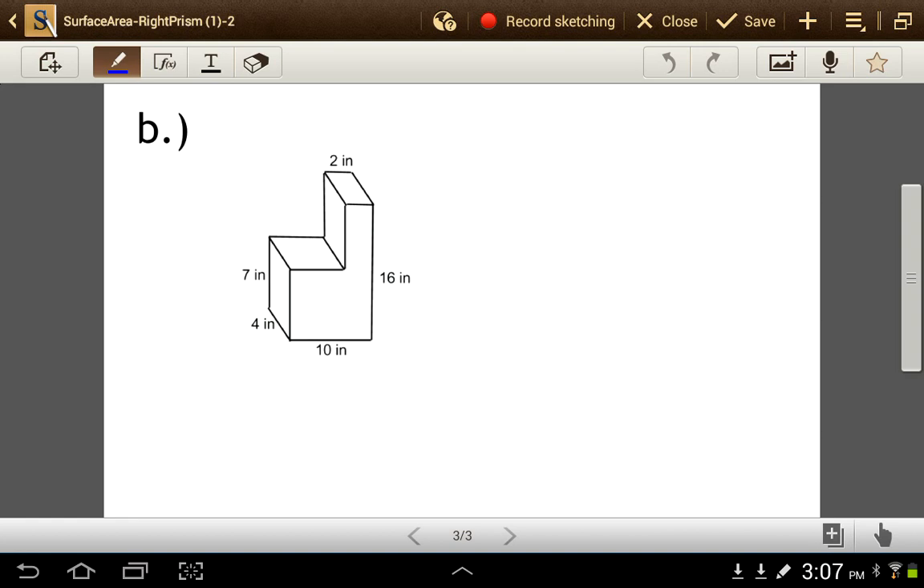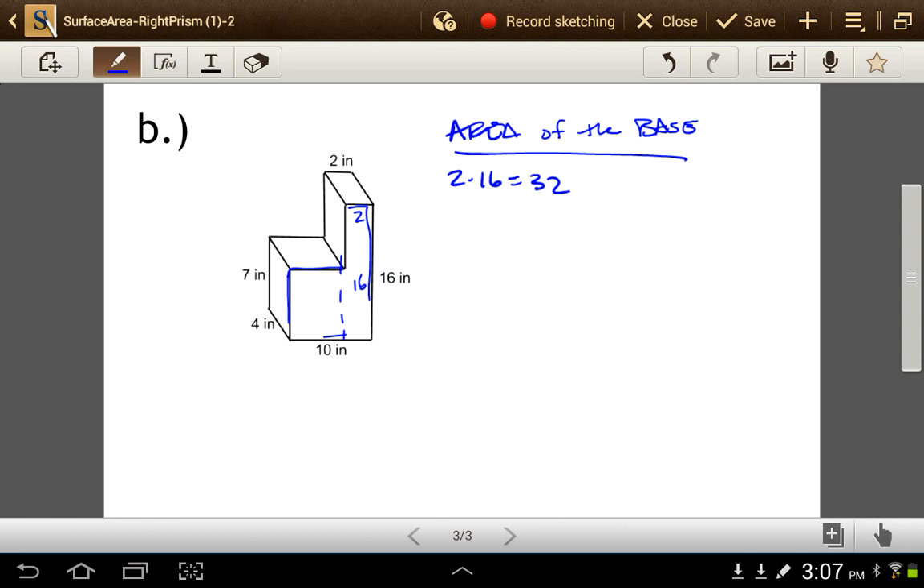In example B, first I'm going to talk about the area of the base. You've got to start with the area of the base first. That is my L shape right here. I'm going to dot a line down here, and that means that's going to be 2 and 16. So I'm going to do 2 times 16, and that equals 32. Then I'm going to do 7 there, because this is 7, so I'm moving it across. And this is 8, because 8 plus 2 equals 10. So 7 times 8 equals 56. Add those together, 32 plus 56, and I get 88 inches squared. That's the area of my base.